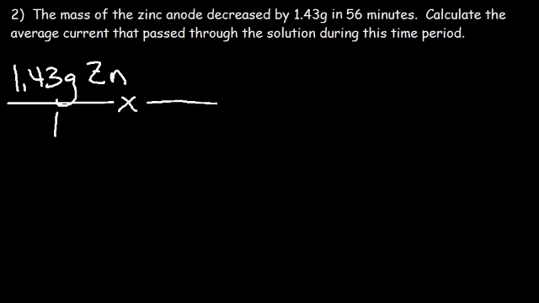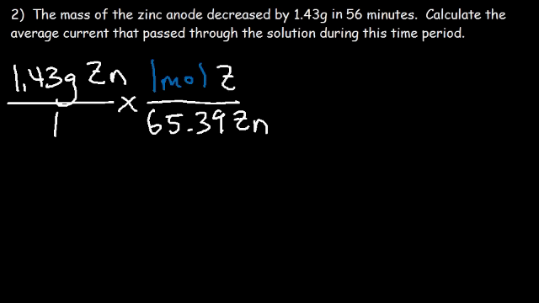And let's convert it into moles. The molar mass of zinc, let me consult the periodic table, is about 65.39. So there are 65.39 grams of zinc per 1 mole of zinc atoms. That's what I meant to write.